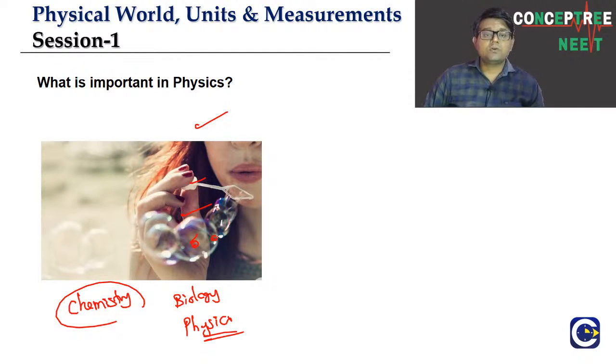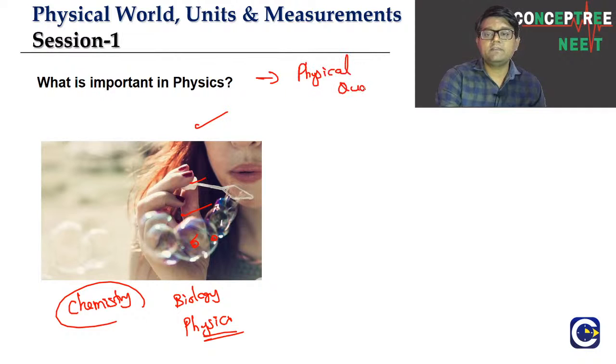If you look at the physics part of it, generally, in physics we are going to learn about physical quantities. We will see the definition of a physical quantity. If you talk about the size of the bubble, the radius of the bubble, or its surface area, or volume, these are all physical quantities.